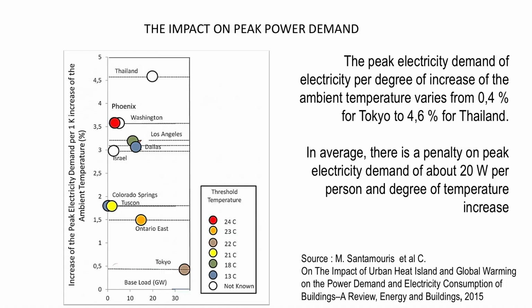Given that, it is very important to understand the impact of this overheating. And there is an impact, first of all, on the peak electricity demand. We know that in the world, as an average, for each degree of temperature increase, we need to have 20 watts per person and degree, which means that the demand of electricity of the power plants will have to increase. It is about 20 watts per person and temperature increase, which is in reality huge.